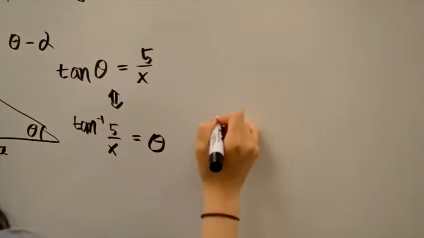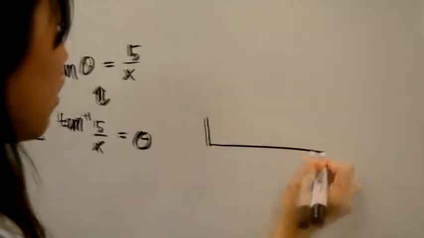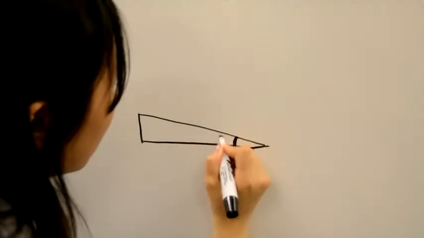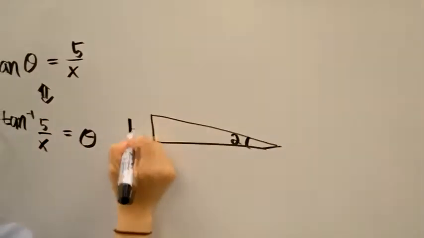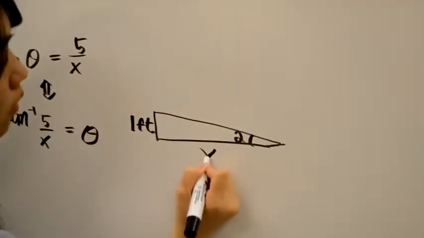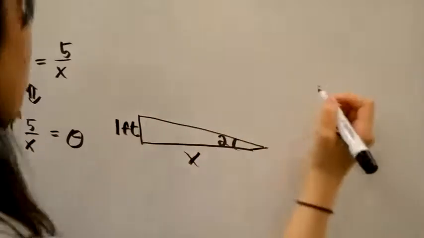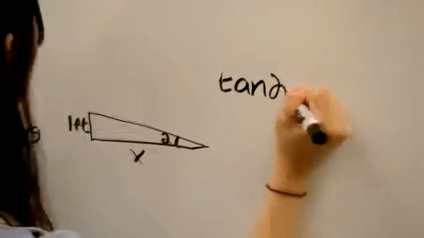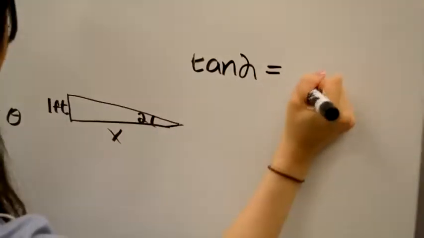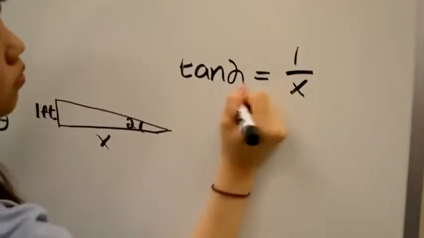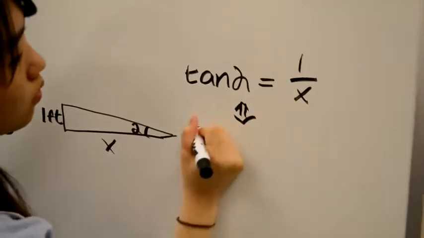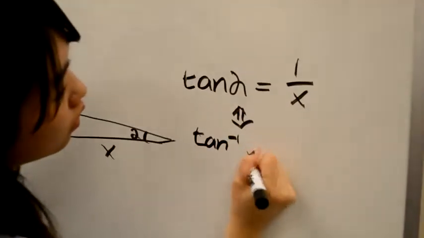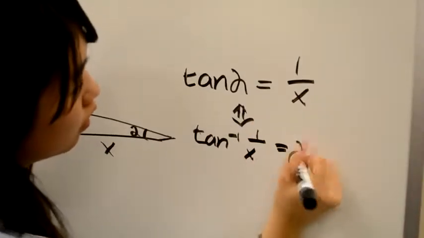So we are flipping it, but it's basically the same thing that we did when we were proving. And we're going to draw a small portion of the triangle now, and we know that the height of it is 1 foot. So tangent A is going to be 1 over x. And that means it's the same thing as inverse tangent of 1 over x equals A.